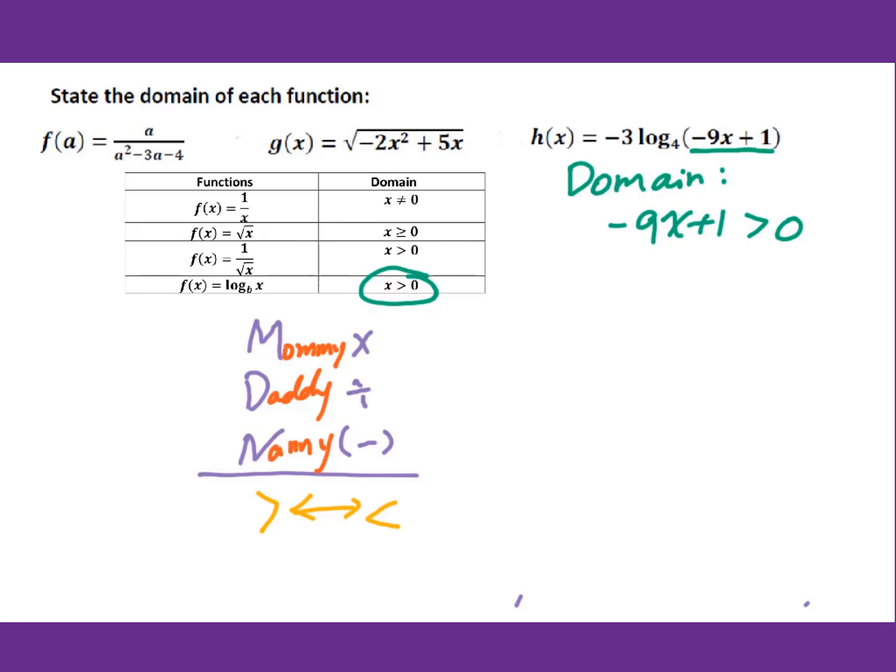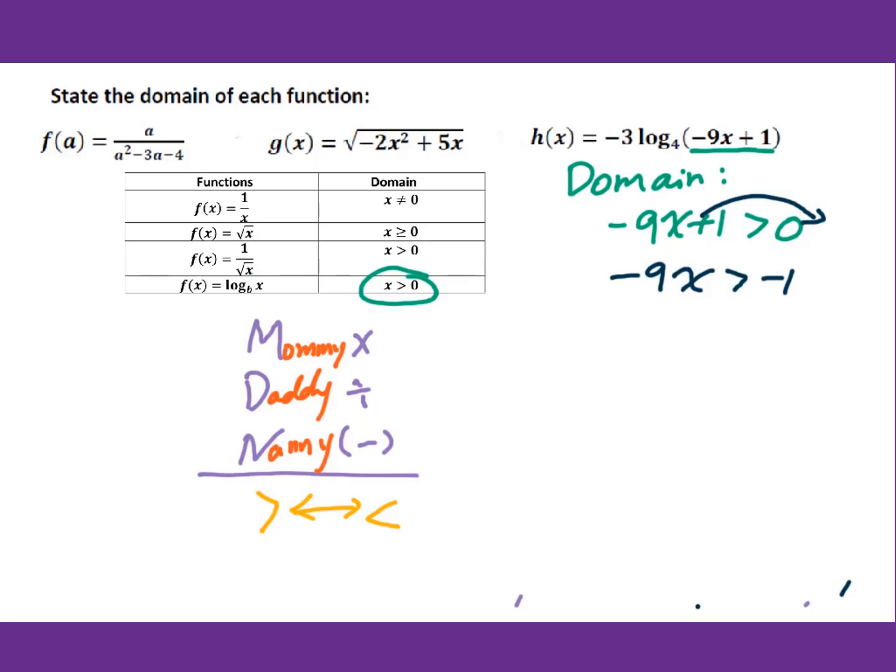Since this is a linear inequality, you need to isolate the variable. Then you do mommy, daddy, nanny for that. We subtract 1 from both sides. For multiply, divide by negative number, we switch the symbol. In other words, when we add or subtract any number, your symbol stays. When you multiply or divide by a positive number, your symbol stays.